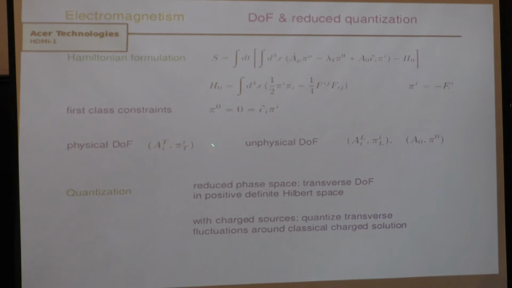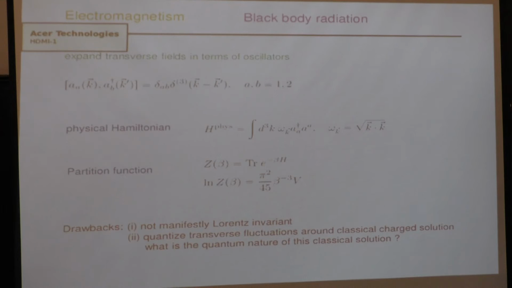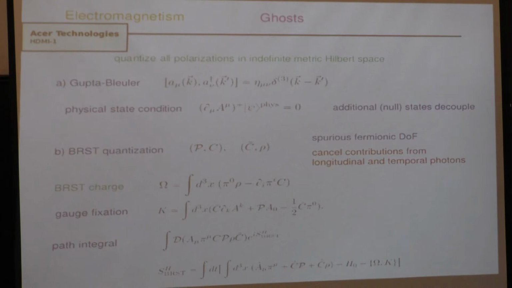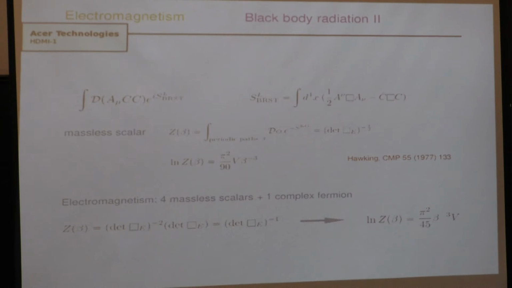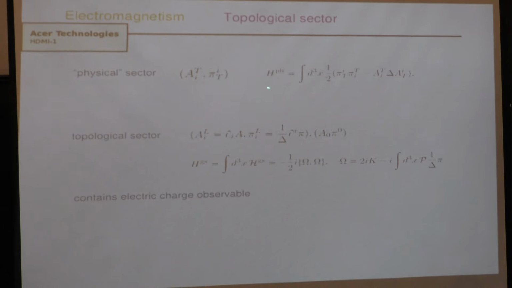So in electromagnetism, you have, of course, the physical degrees of freedom, and in empty space you have this unphysical sector, which is the longitudinal part of the potential, and the A0 and the pi 0. And of course, you can decide what kind of quantization you are doing. If you are doing a Hamiltonian BRST quantization, even in empty space, you can show that there is the physical sector with the physical Hamiltonian, but then there's the topological sector, which contains both A0 and pi 0, which contains the longitudinal part of the fields.